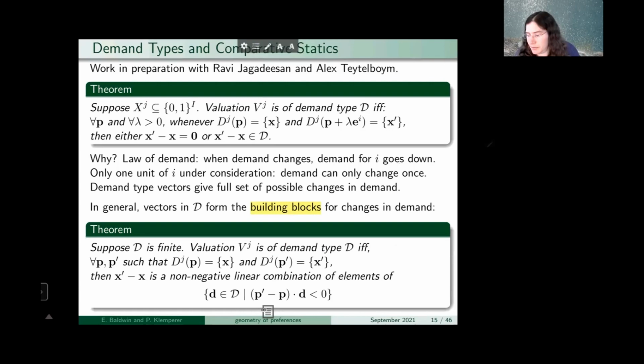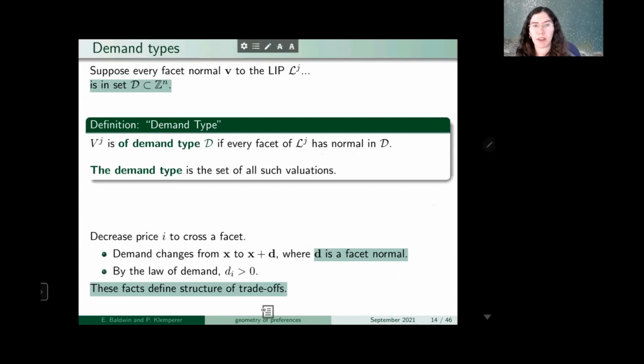Thank you. Sorry, could you show the definition of demand type again? Sorry, I'm kind of slow. Of course. So a valuation is of a demand type if every facet has normal in that demand type. So we've got our valuation. We know that corresponds to a lip. We know the building blocks of the lip are the facets. What are their normal vectors? Take those as primitive integer vectors. If those fall within the set D, which is a set of vectors, then it's of that demand type.